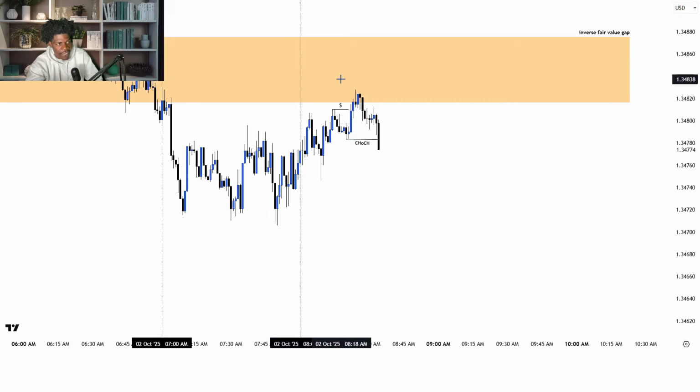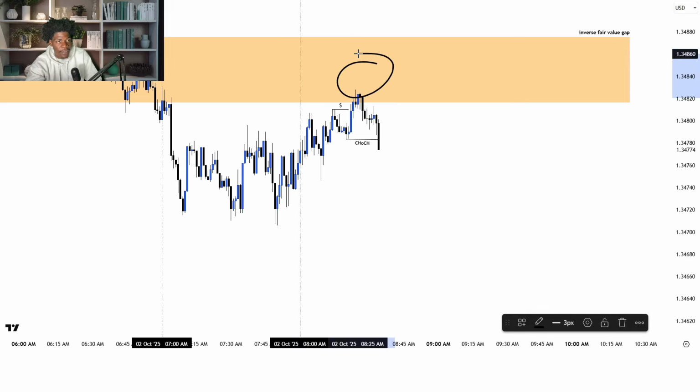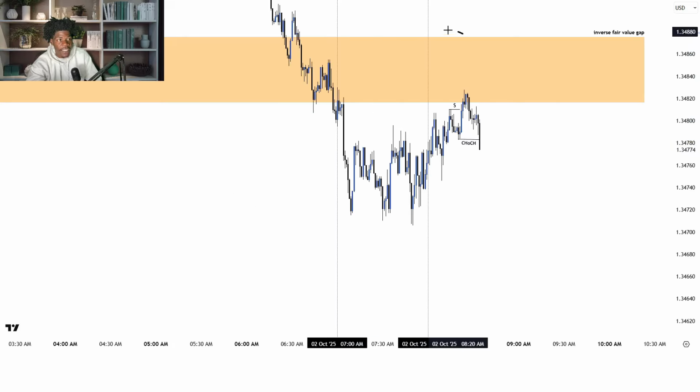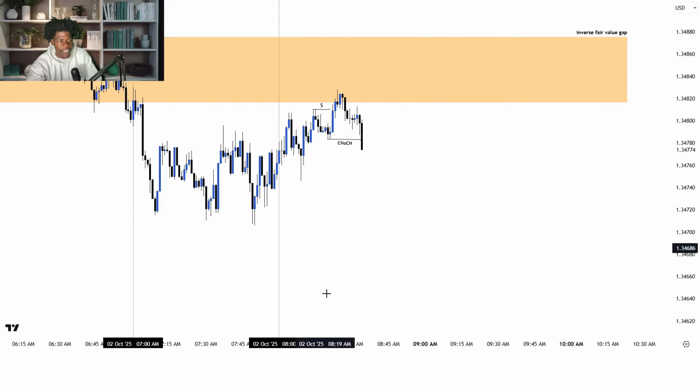So we see that price rallies higher, clears this prior liquidity point, taps inside of this 30-minute inverse fair value gap to then displace lower. Now we got a lower time frame change of character. So if you didn't want to take this big entry right here, right, this could have been that next entry.